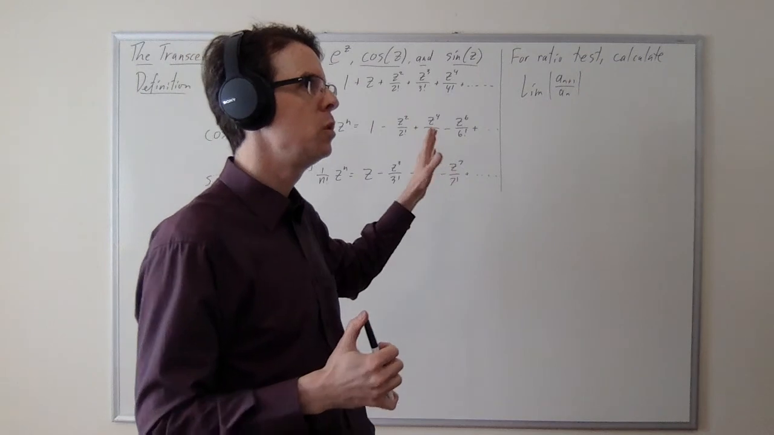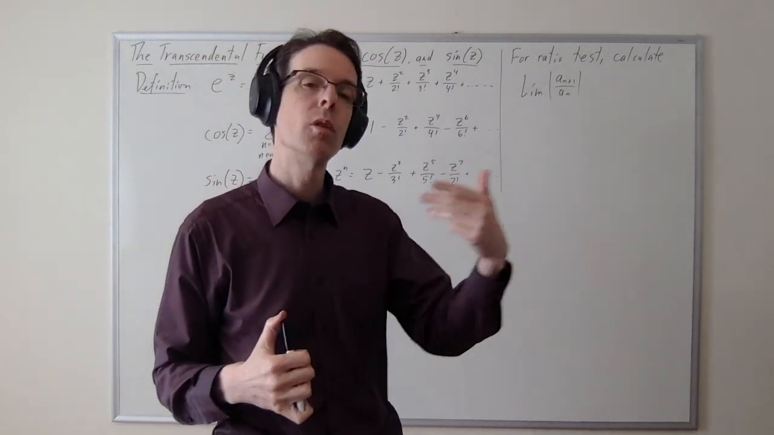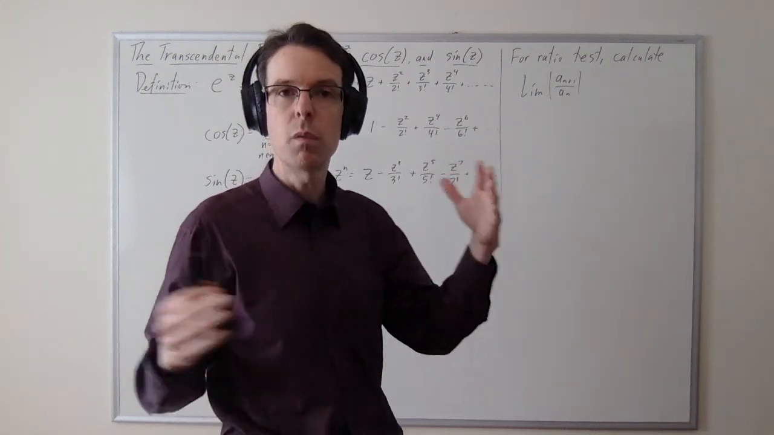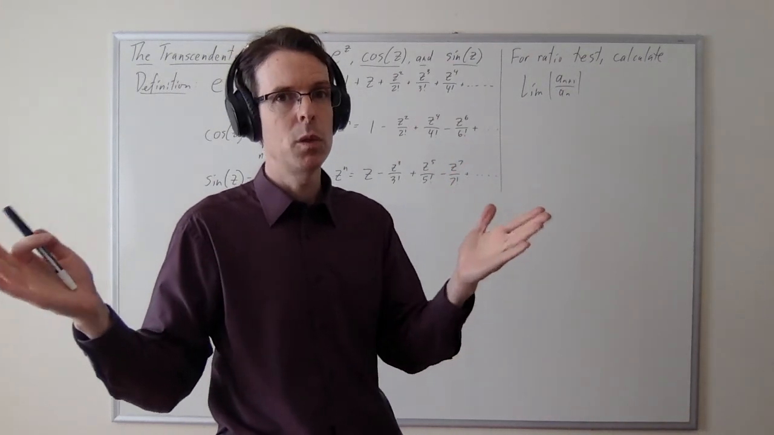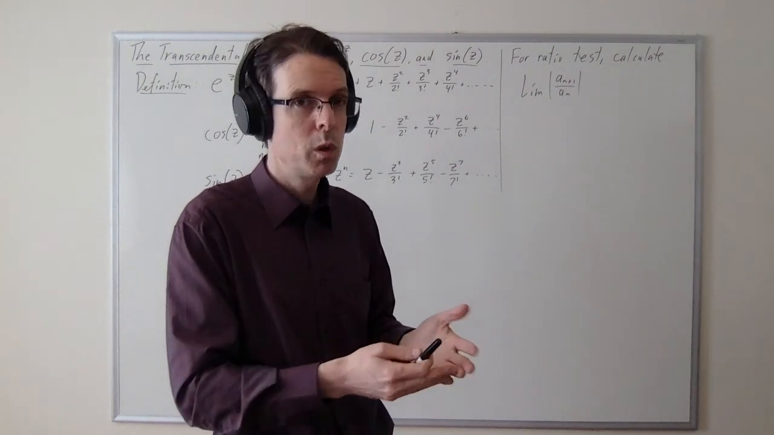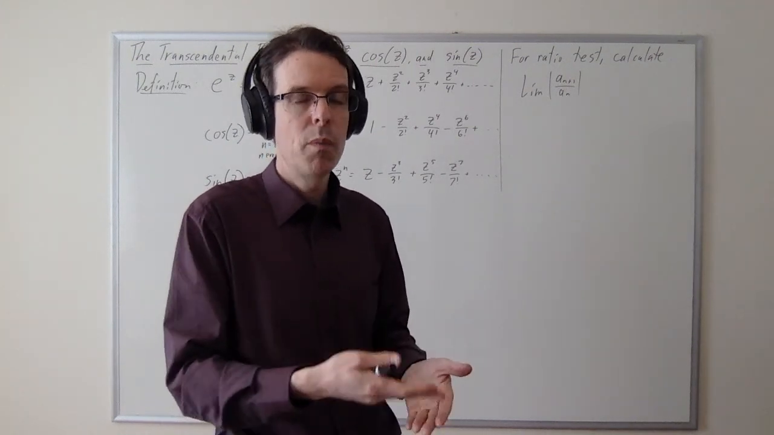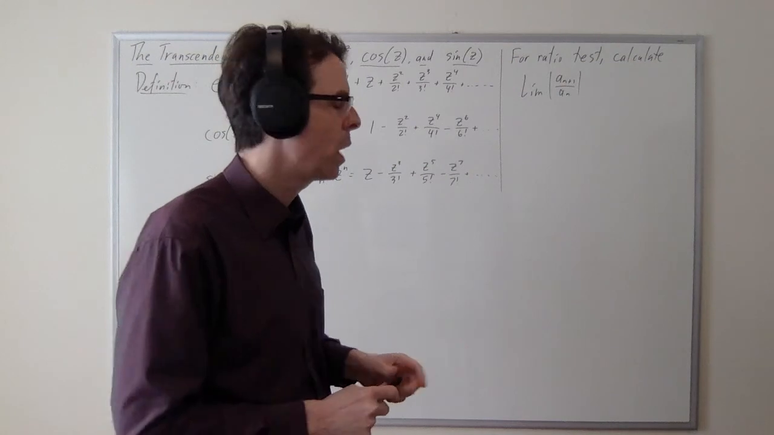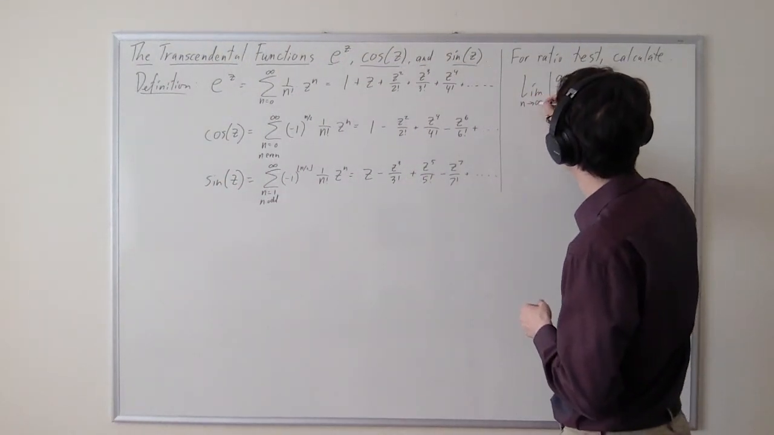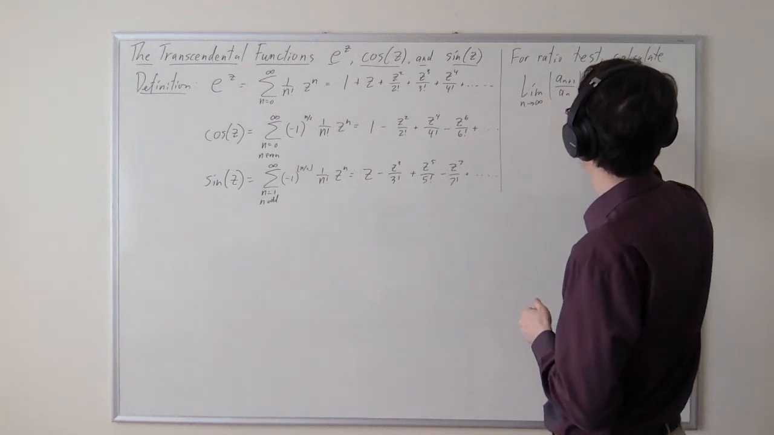If this limit gives you 0, then the radius of convergence is infinity, meaning it converges everywhere. And if this limit should give us infinity, that's bad news, that means the radius of convergence will actually be 0, which means that it converges only at the center of the convergence. And as a power series, it's basically useless. So let's calculate this limit using the ratio test, and we'll see what we get.